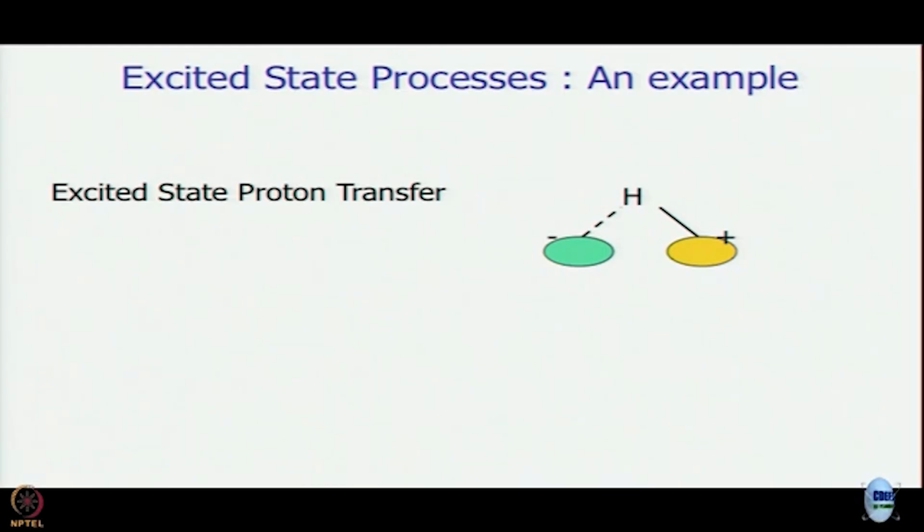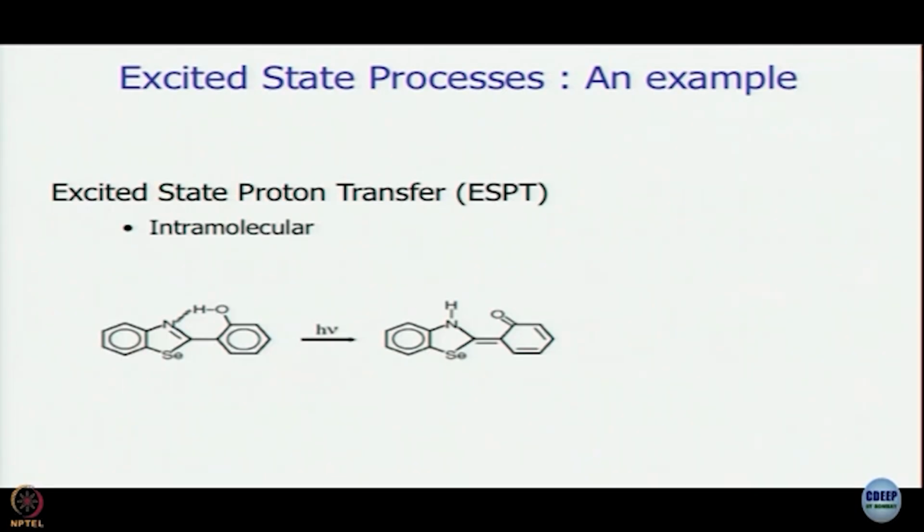And this proton transfer takes place within the molecule itself. In that case, it is called excited state intramolecular proton transfer, and this is an example of a molecule where excited state intramolecular proton transfer takes place. Now, if you have two molecules coming close together, you can have intermolecular proton transfer as well.